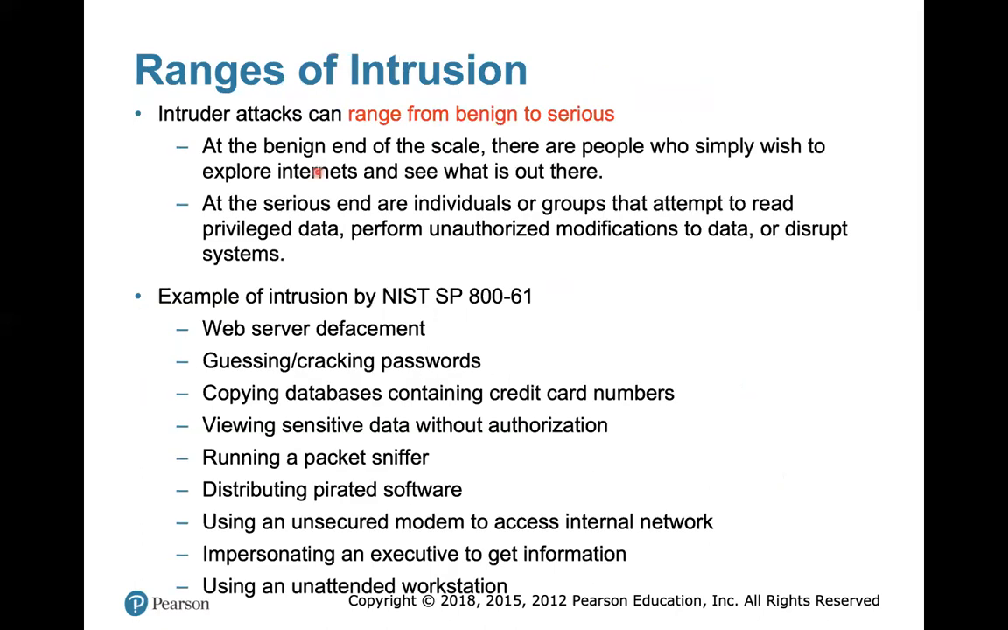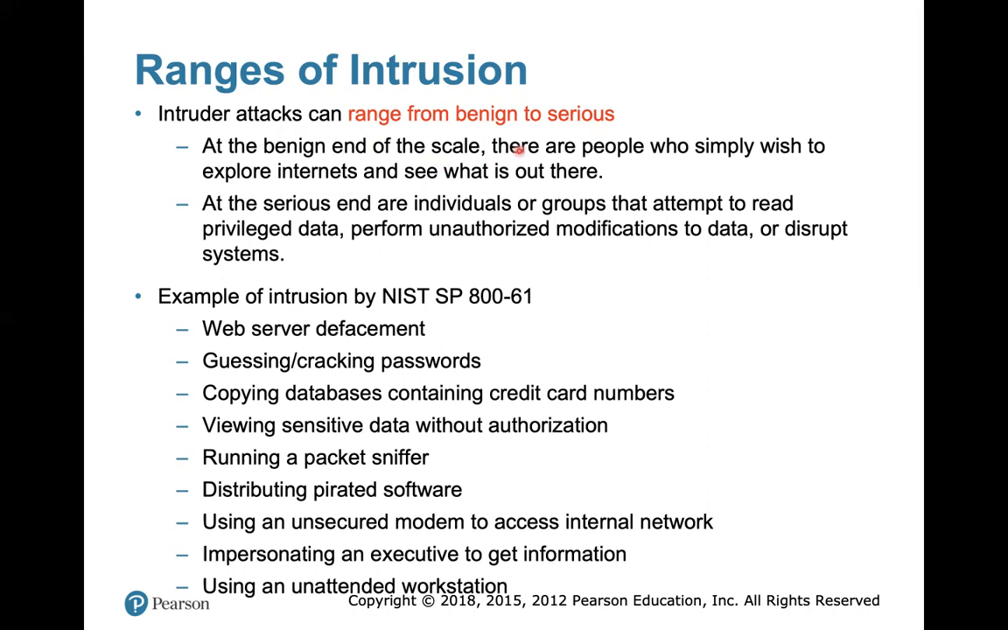Okay, range of intrusion. When we say intrusion in a computer system, or bypassing some or all of the security policies that we have in place in a computer system, the name is very negative. But we should know that we have a range of intrusions. Sometimes the impacts are not too severe, and sometimes the impacts of an intrusion are very severe. So we say that the impacts of an intrusion attack may range from benign to serious.